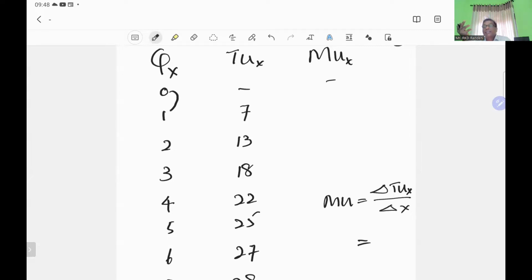That is the marginal. When you are taking 0 to 1, here 7. The delta TU x, that is 7. Here 1 divided by 1. The answer is 7. Then 0 to 1, it is 7. Not 1. 0 to 1. Right? 0 to 1.